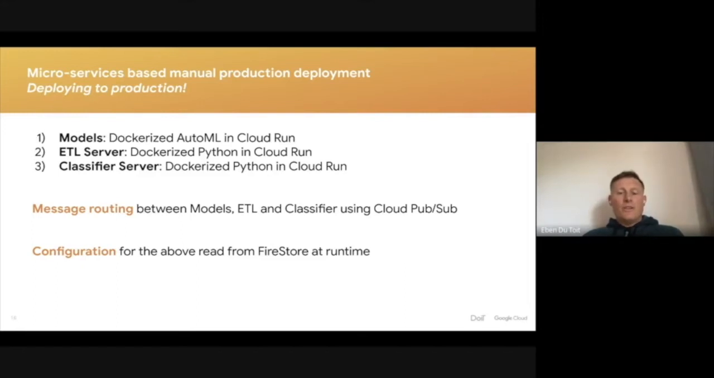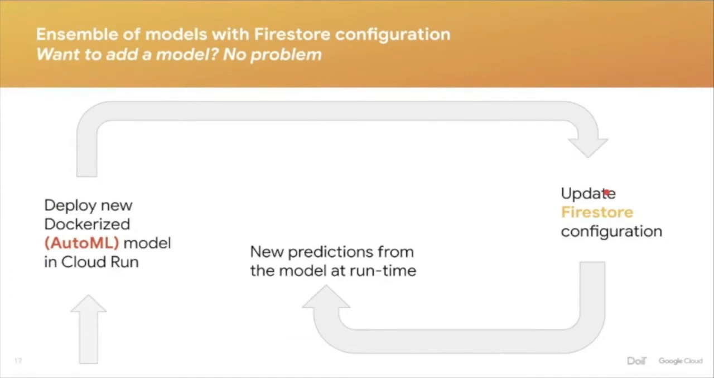In Cloud Firestore, we store the different endpoints and the different model configurations. When it's time for prediction, all the configuration is read quickly from Firestore, and it's decided which models are included in the prediction or not. So we are talking about having an ensemble of models with the configuration in Firestore.